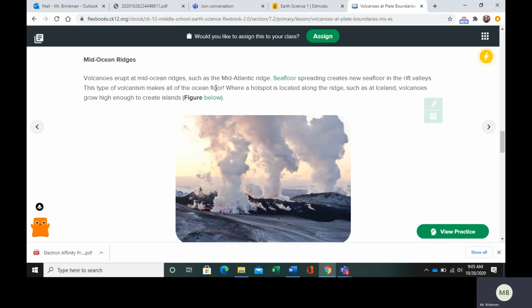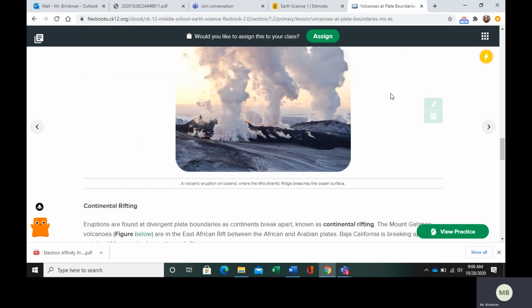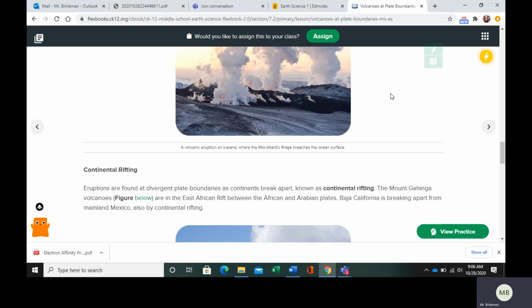And then hotspots, which we'll talk about more in depth in the future, are where you can get volcanoes that create islands. So volcanoes that create islands, there are some in Iceland. And then there's a hotspot along the ridge at Iceland, and then the Hawaiian Islands are a result of a hotspot.